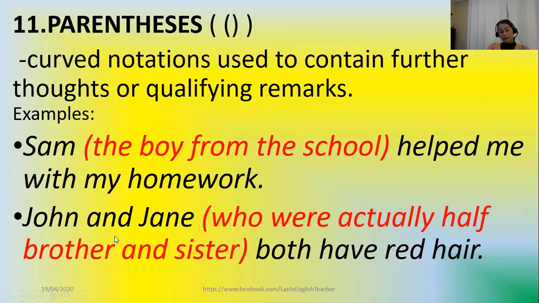Another example: Sean and Jane (who were actually half brother and sister) both have red hair. So who were actually half brother and sister here are additional remarks or information for Sean and Jane. Even if it is removed from the sentence, it won't change the meaning of the sentence.